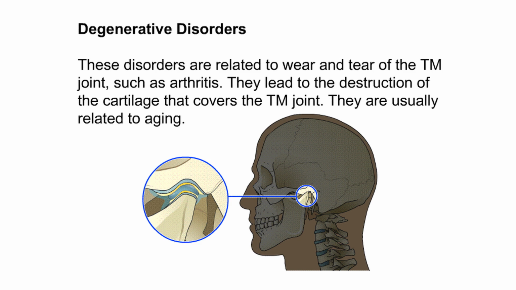Degenerative disorders. These disorders are related to wear and tear of the TM joint, such as arthritis. They lead to the destruction of the cartilage that covers the TM joint. They are usually related to aging.